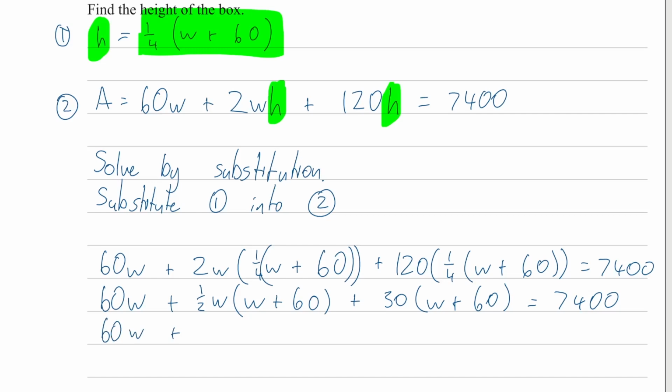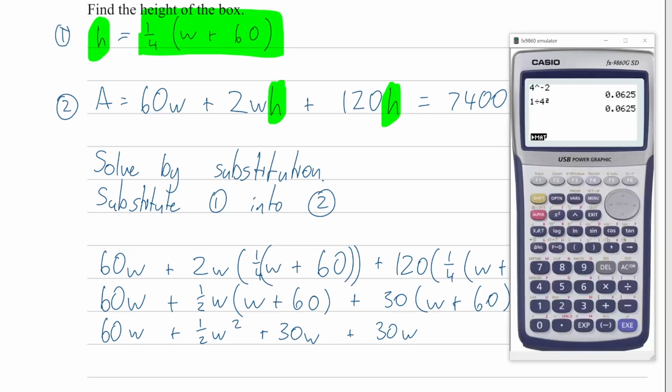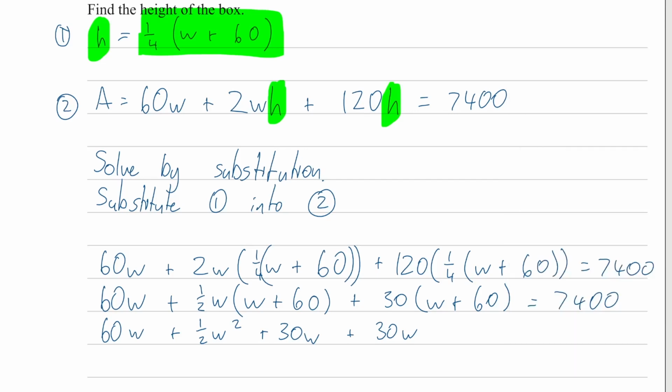Now 1/2 w times w is 1/2 w squared. 1/2 w times positive 60 is plus 30w. We have another plus 30w. And then we have 30 times 60. What is that? 30 times 60, 1800. I should have done that in my head. Equals 7,400.